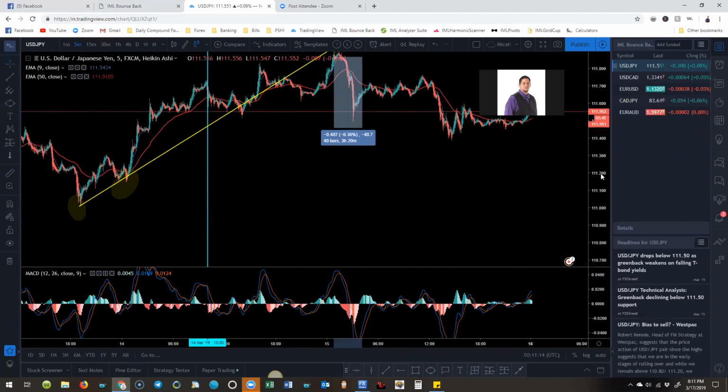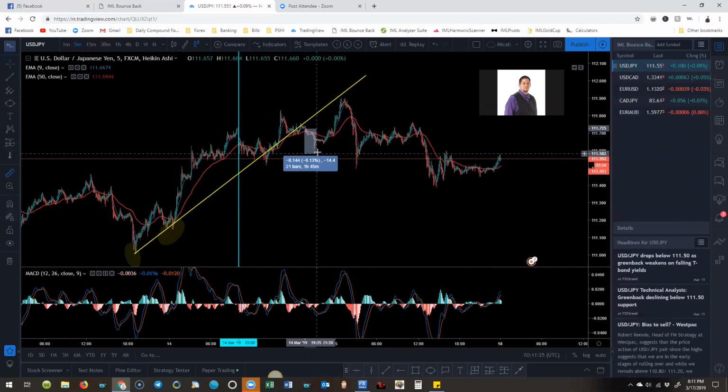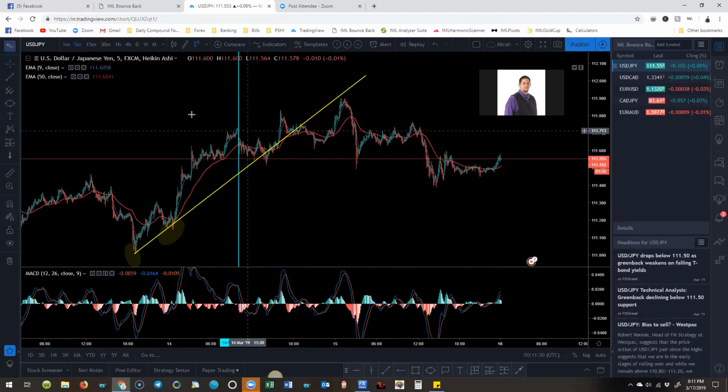So basically, that's all you're doing, right? Drawing your trend line, waiting for the break. You can see right here, it broke again. You got your crossover of the MACD. That's 14 pips. It did come back up, right? So that was the USD JPY.